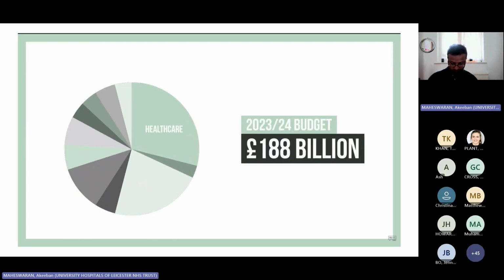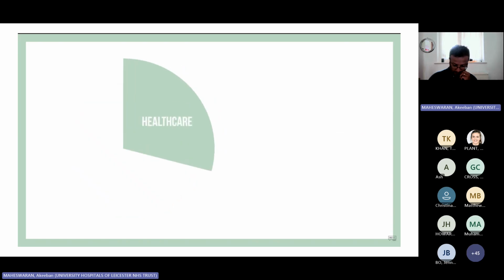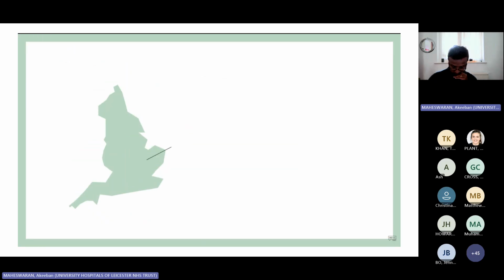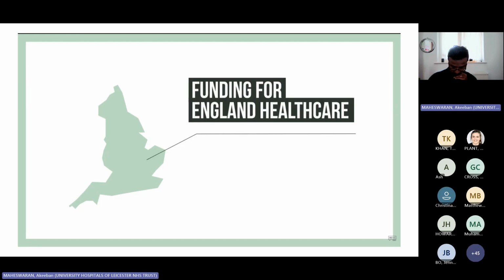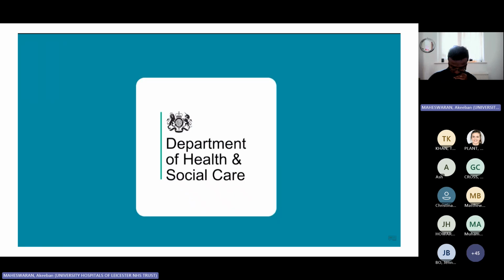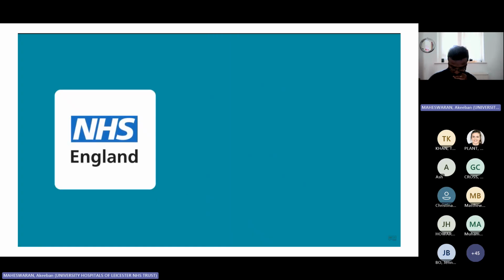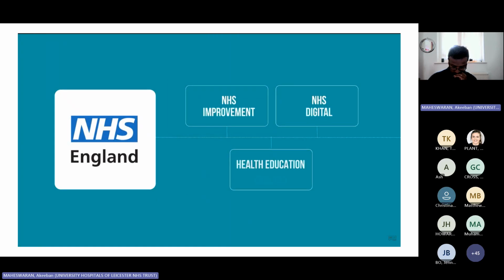largest amount of pre-allocated public money, with an annual budget for 2023 to 24 of £188 billion. This is divided into £176 billion of revenue funding to cover day-to-day running costs, such as staff salaries and medicines, and £12 billion of capital funding to pay for infrastructure and maintenance costs. Health is a devolved function, so this funding is only for healthcare in England, as social care is funded separately via local authorities. From the budget, the Department of Health and Social Care has to pay its internal costs and fund several executive agencies, special health authorities and arm's-length bodies. The biggest of which is NHS England, which legally merged with NHS Improvement on the 1st of July 2022 as part of the Health and Care Bill.